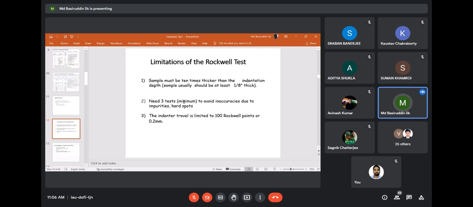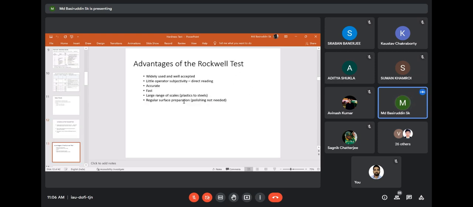Of course in each and every process surface preparation is required, but the main advantage of the Rockwell hardness test is that you do not need a thorough metallography preparation. Grinding and then polishing is not required. Only grinding: if you grind it and make it relatively smooth, then it is okay for measuring the hardness following the Rockwell test. So that is the main advantage. Another advantage is that it is very fast and gives a more or less accurate value. It generally covers a large range of scales, from plastic to steel or highly hardened material, but the problem is it just gives a number, okay?